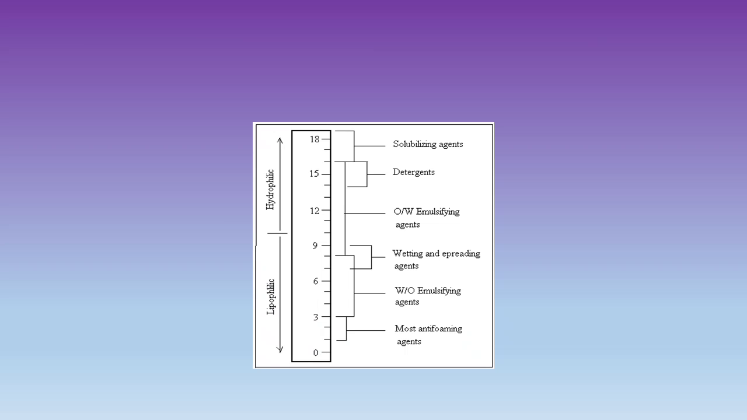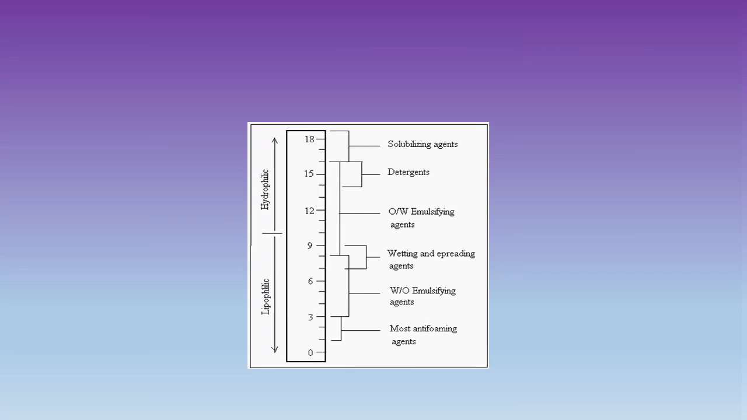Then as the value on the HLB scale increases, its hydrophilic property increases. So from the range of 9 to 15 there are oil in water emulsifying agents. Then from 14 to 16 it is detergents, and from 17 onwards, 17 to 19, it is solubilizing agents. So depending upon the value on the HLB scale, we can easily find out what type of compound or what type of surfactant it is.